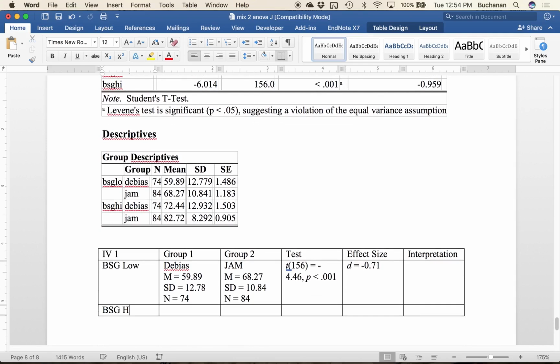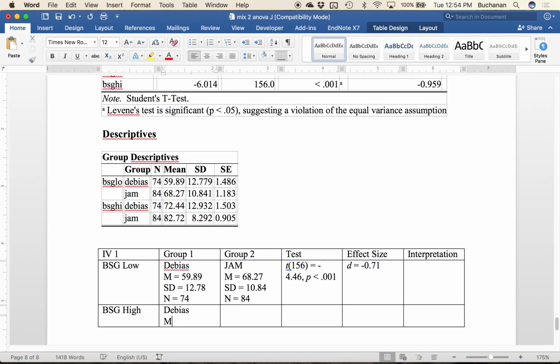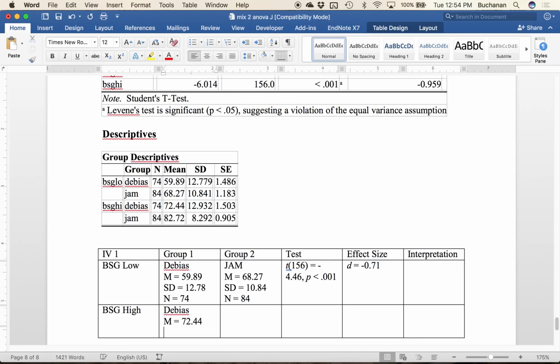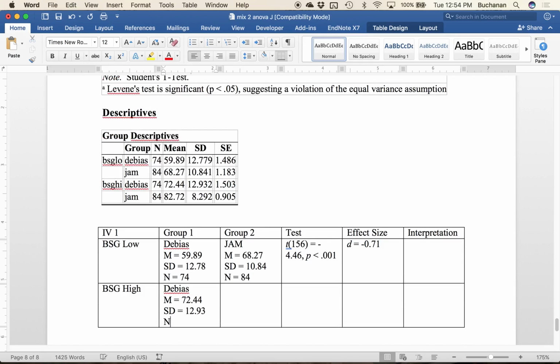Our BSG high group, we're going to do the same thing. So it's debias. Our mean is 72.44, standard deviation is 12.93, and n here is 74. Versus JAM, mean is 82.72.